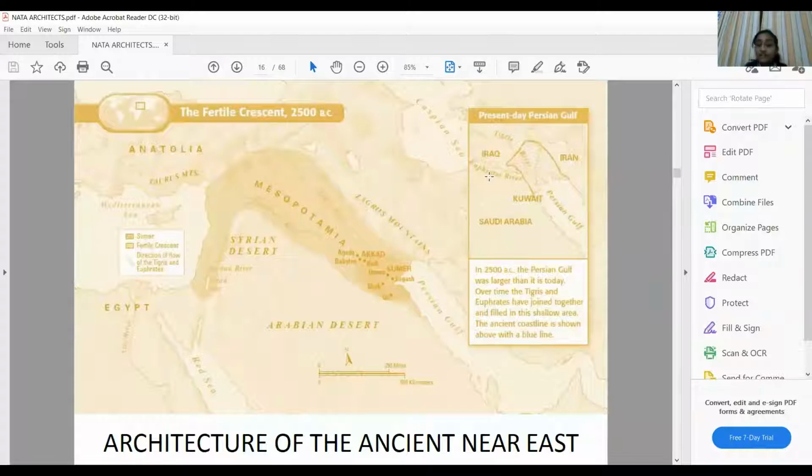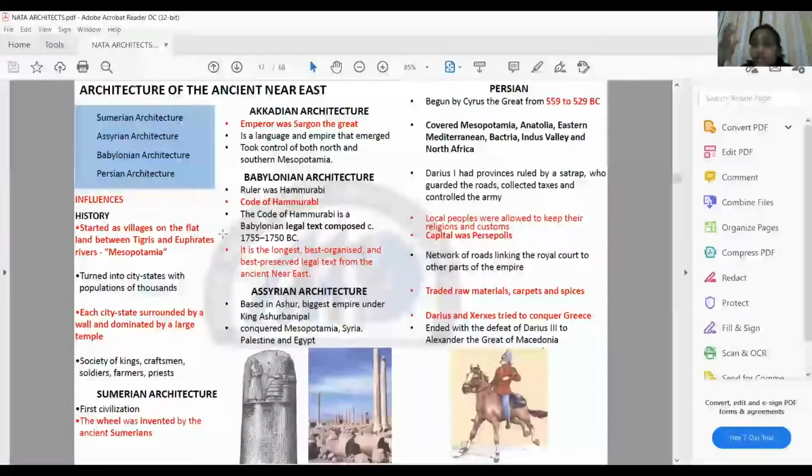And then we have the other civilizations, which I already mentioned. The next one would be the ancient Near East architecture, which again deals with different phases. Mainly there were the first civilizations where the Akkadians occupied both the northern as well as the southern part. Then comes Babylonian architecture, where we see the composition of the legal text that took place between 1755 to 1750 BC, also referred to as the Code of Hammurabi. And then we have the Assyrians and the Persians.